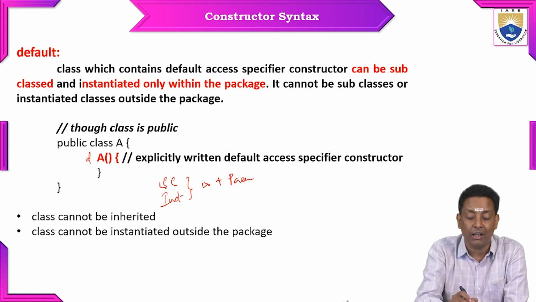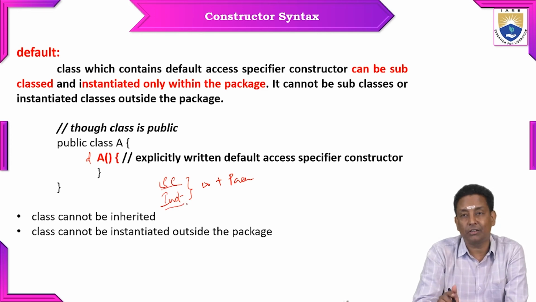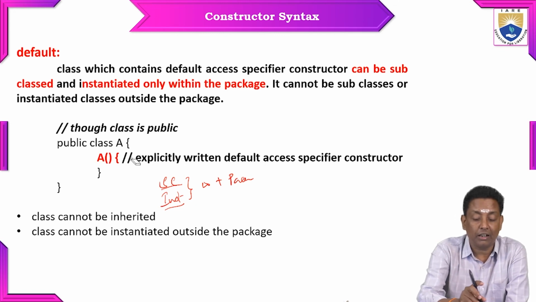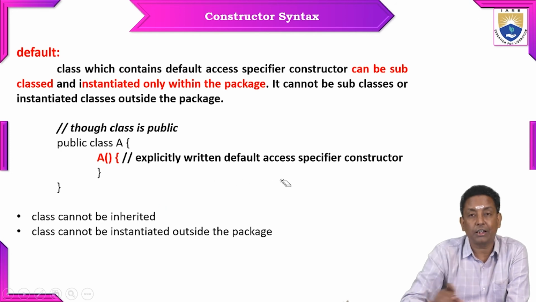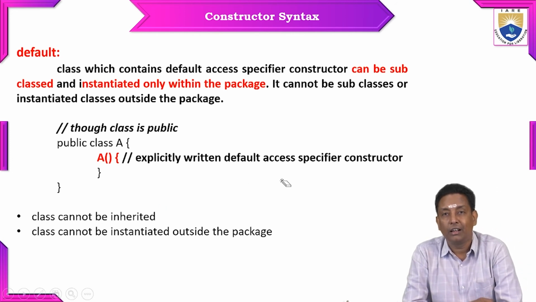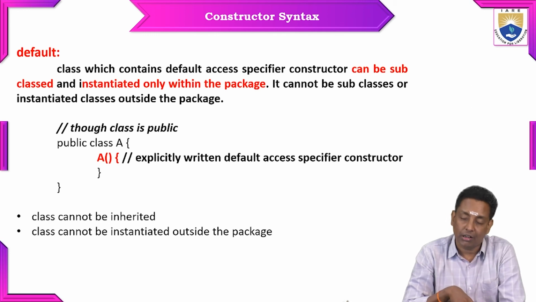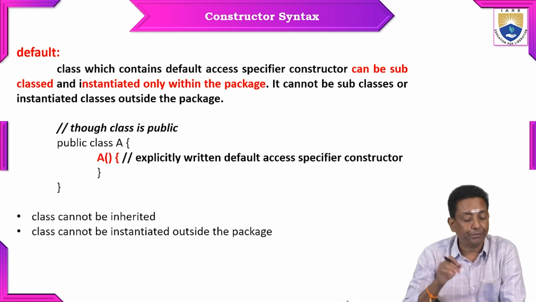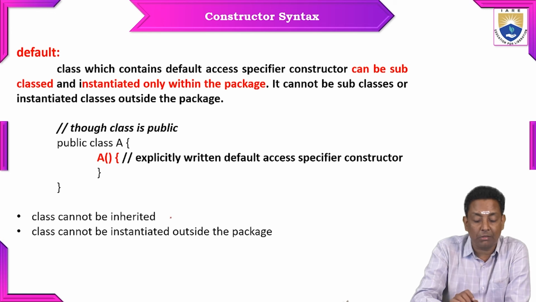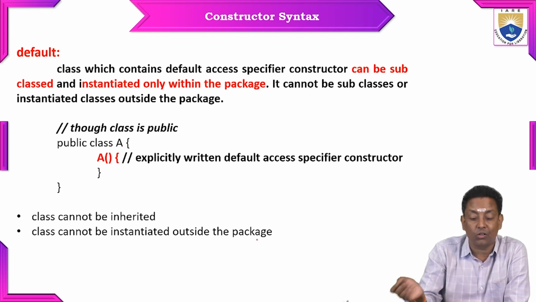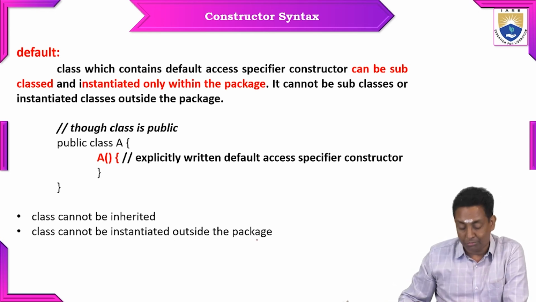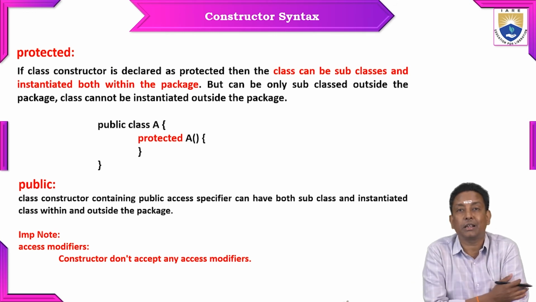Within the package it can be inherited, subclassed, and instantiated. Though the class is public, it cannot be inherited or instantiated outside the package. That is the consequence of declaring the constructor with default access specifier. The class cannot be inherited or instantiated outside the package, but within the package both can be done. The next, coming to protected.